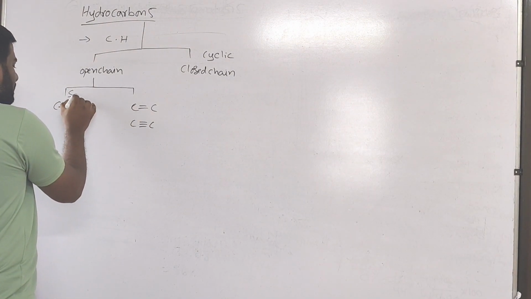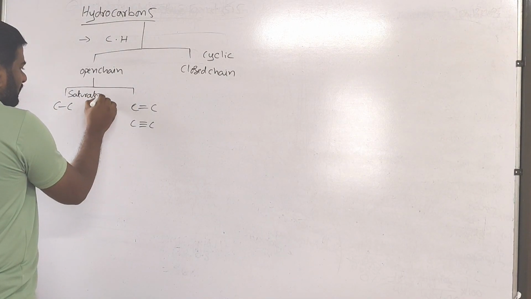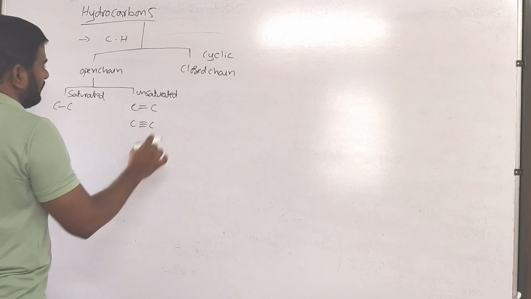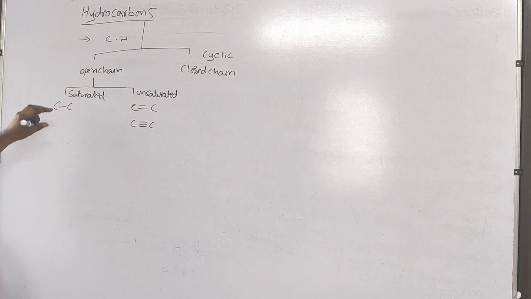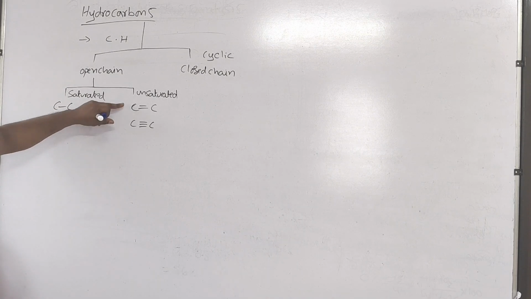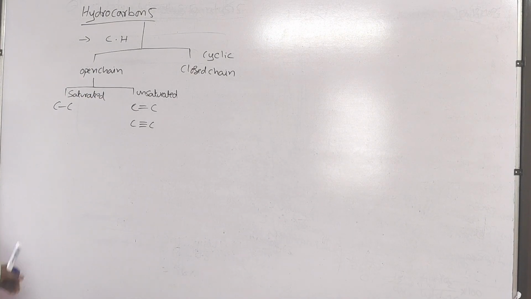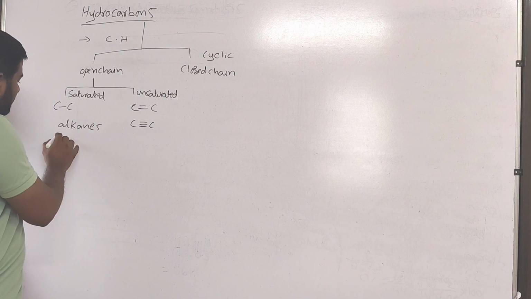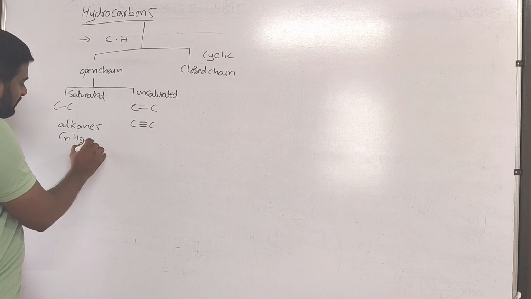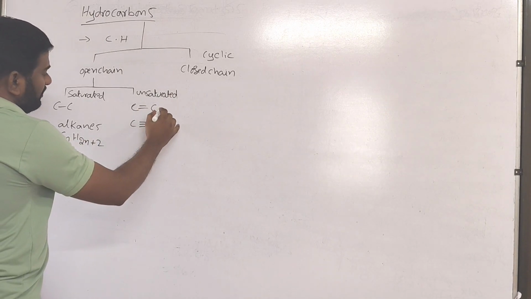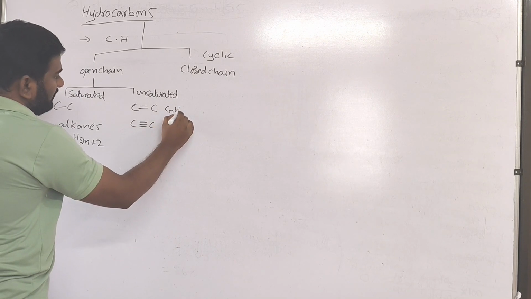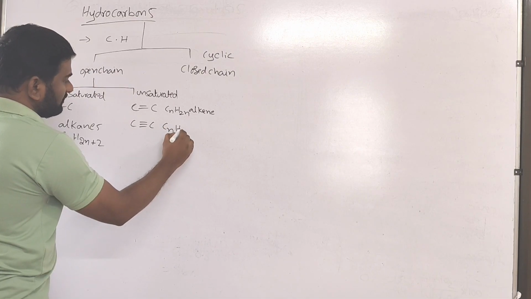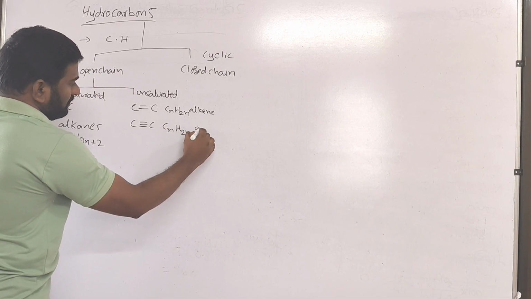Simply, these are saturated and these are unsaturated. Carbon single bond containing compounds are saturated. Carbon multiple bond containing compounds are unsaturated compounds. Examples for the saturated are alkanes, general formula CnH2n+2. Double bond means alkenes, formula CnH2n. Triple bond means alkynes, CnH2n-2.